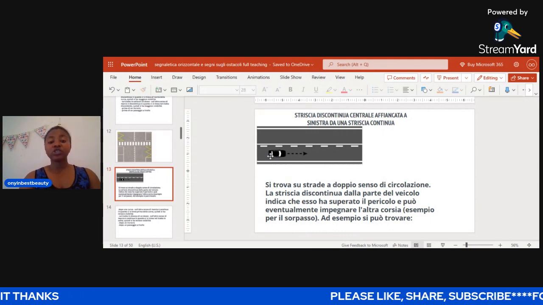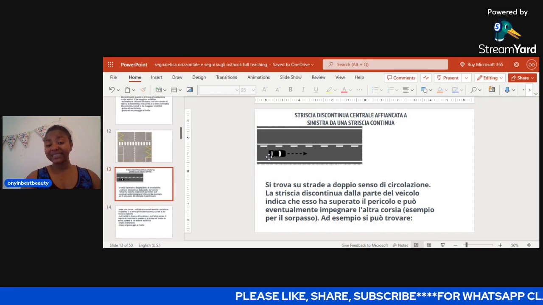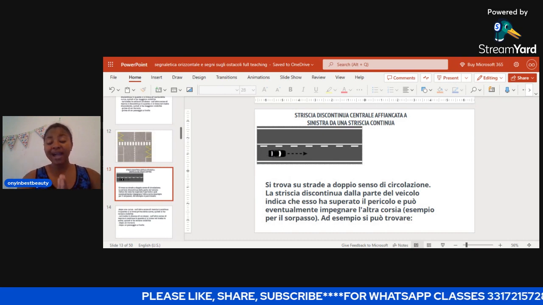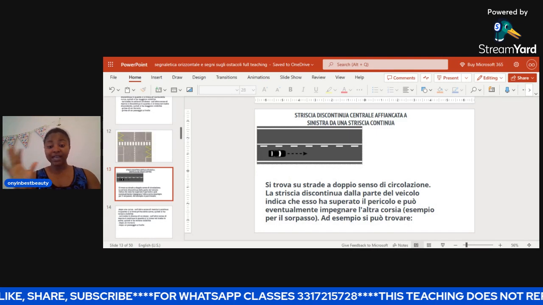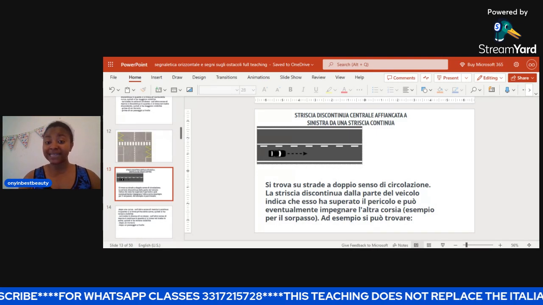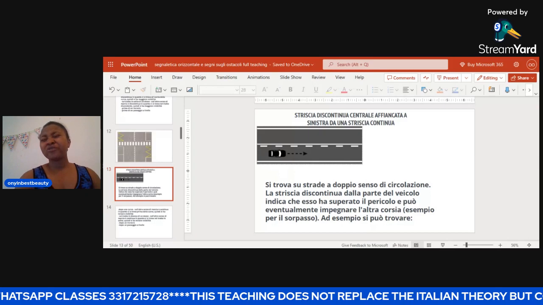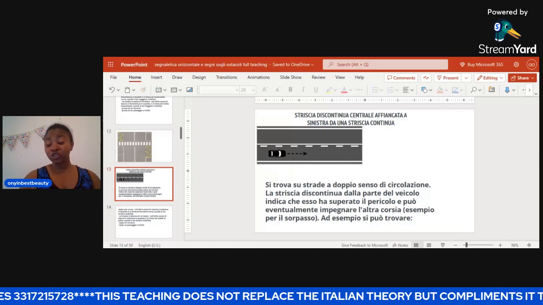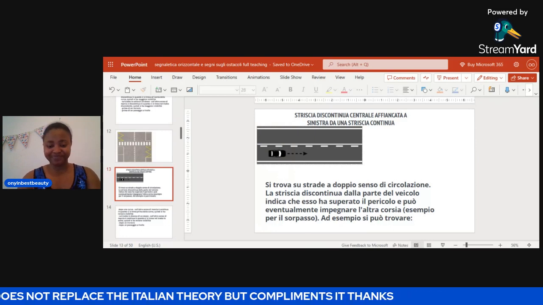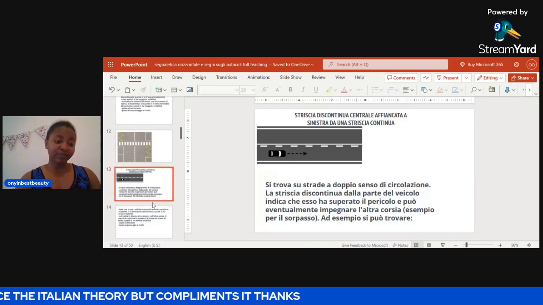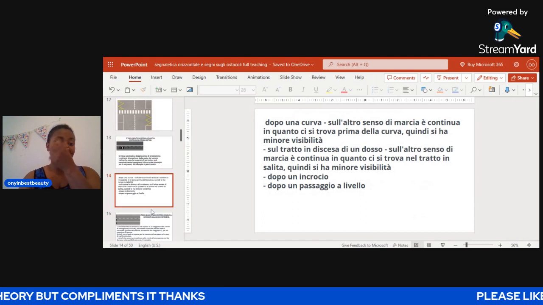Now, when you see this discontinuous line beside this car right now, it tells you that you have just successfully come out from a danger. You can do overtaking because your side now has a discontinuous line there. You are free to do overtaking. You have just overcome the danger. For example, where you can find this particular sign, okay?